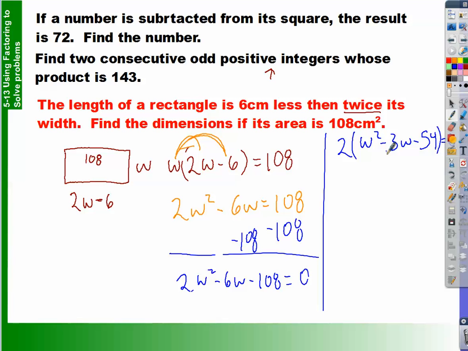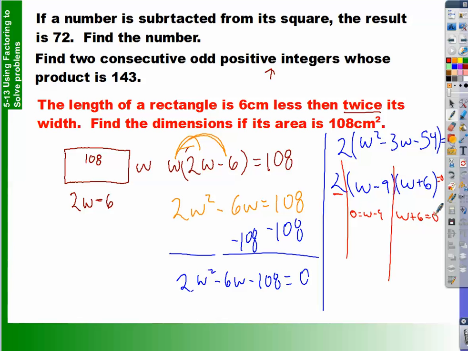Livy? So you do 2 and then W minus 9 and then W plus 6. All right, now the only sort of weird thing going on here is there's no variable here. So we're actually going to ignore that 2 for now, and we're going to split it apart just like always. So we have W minus 9 equals 0, and W plus 6 equals 0.